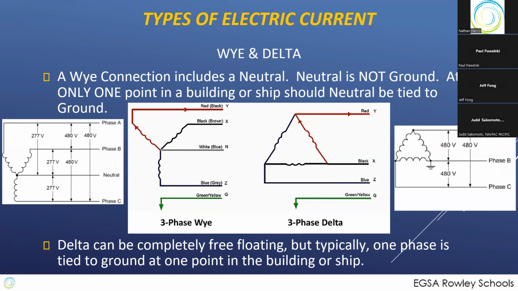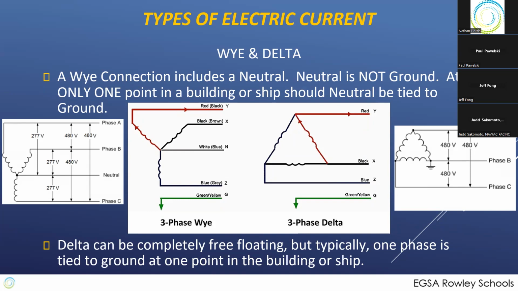Now, it's important to understand this neutral wire is not the same as a ground wire. It's not necessarily tied into the ground of the case of the equipment that you're working on. This is an important distinction to keep in mind because there actually can be a potential difference between the neutral and actual ground. Now, to take care of that, one single place in a ship or an installation has a connection between the neutral and ground, and you want it to be only one.